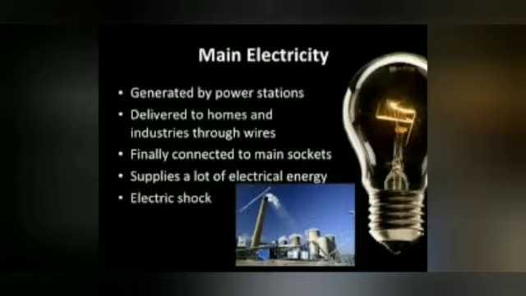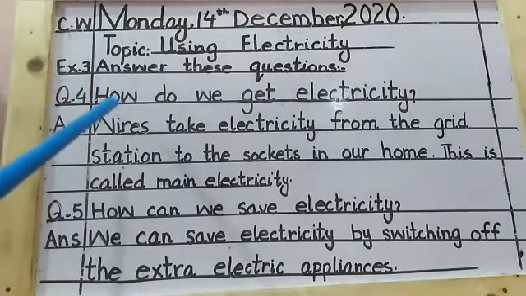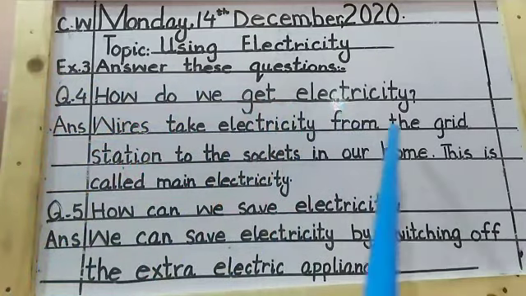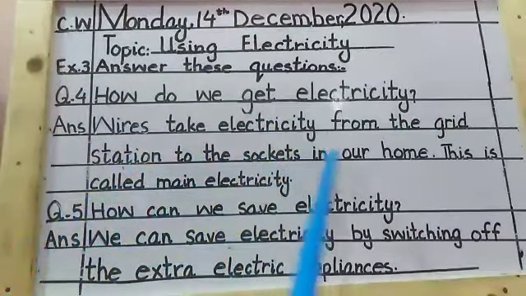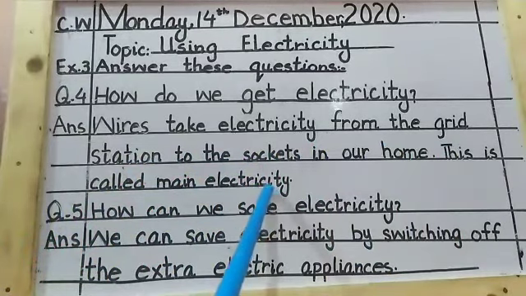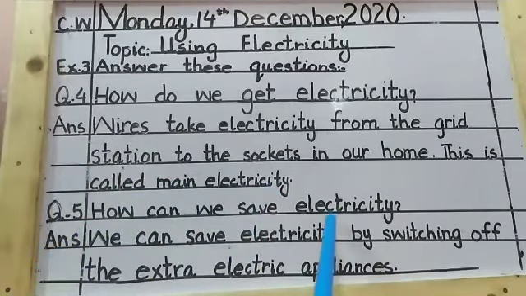Okay students, as you know, main electricity is generated by power stations and delivered to homes and industries through wires finally connected to main sockets, which supply a lot of electrical energy. Students, as you learned from the images, how do we get electricity? The answer is wires take electricity from the grid station to the sockets in our home. This is called main electricity. Is it clear, students? Now come to question number 5. How can we save electricity? It is understood, students. We can save electricity by switching off the extra electric appliances.